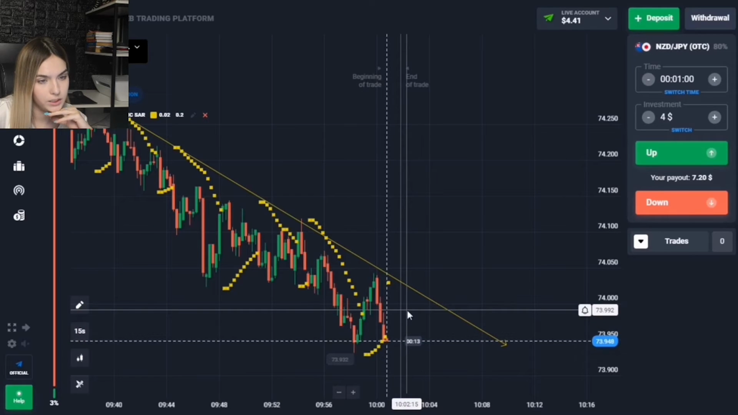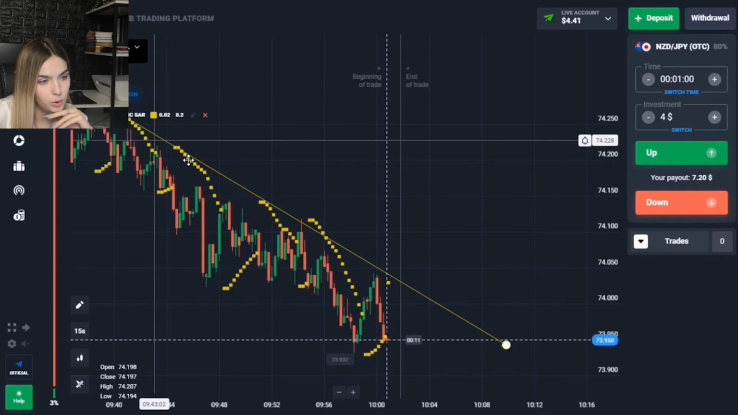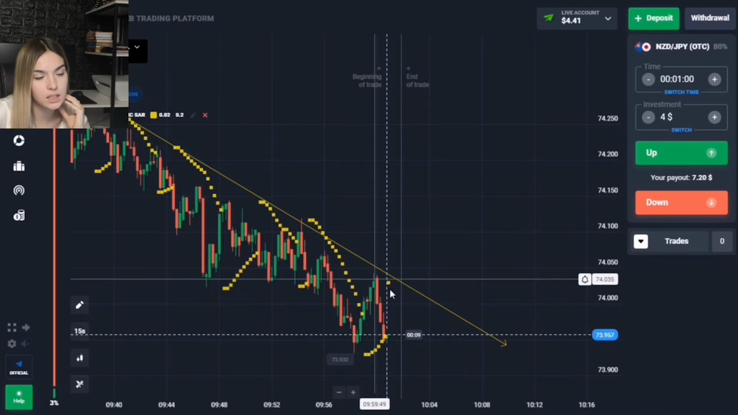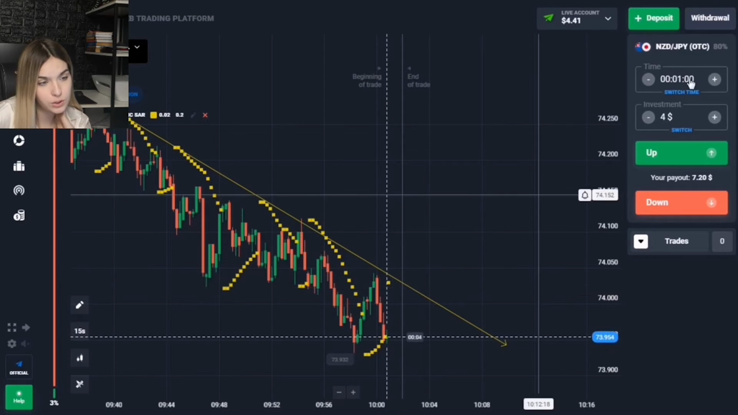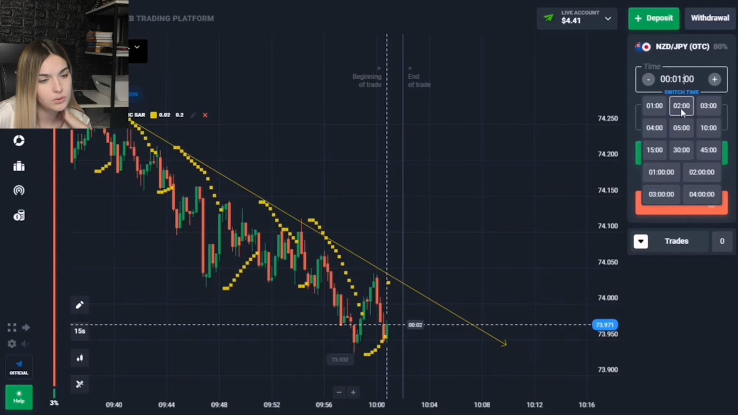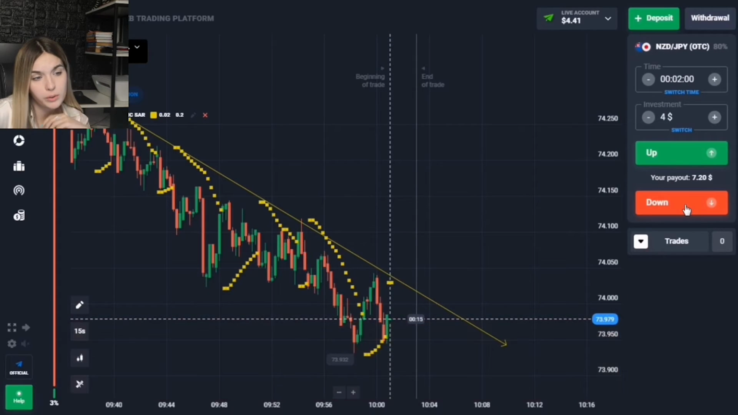Here is a good example. Here we see that there is a downtrend, and at the moment our indicator tells us that there is an entry point. I suggest opening a deal here for 2 minutes for a downside. I think that the downtrend will continue, and 2 minutes will be quite enough in this situation.